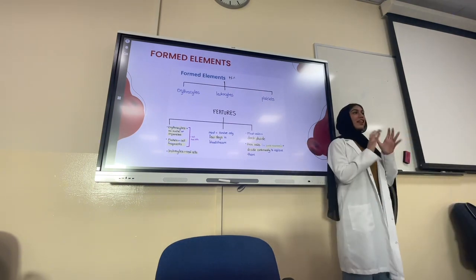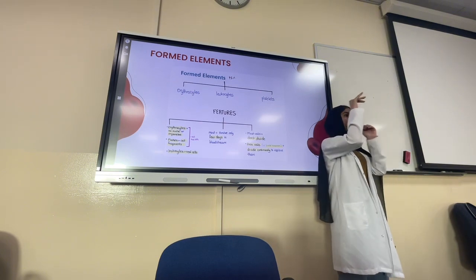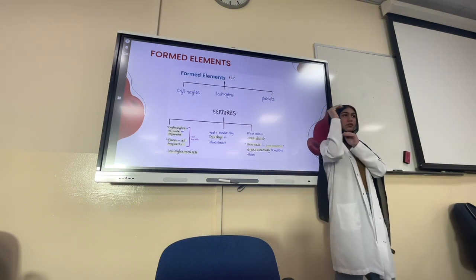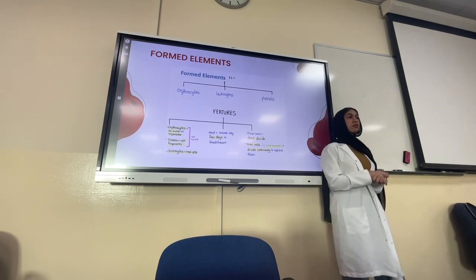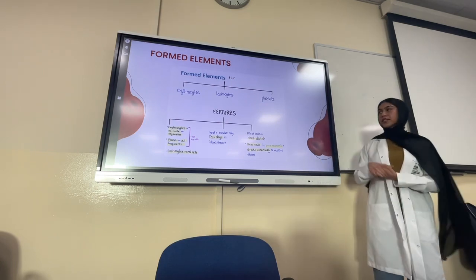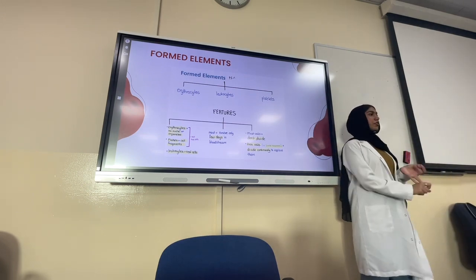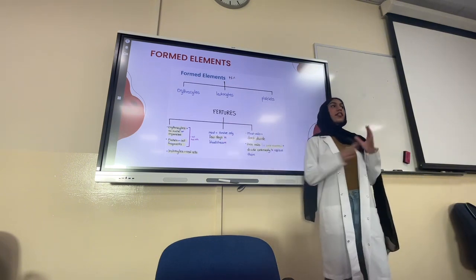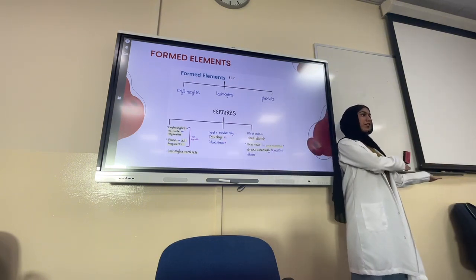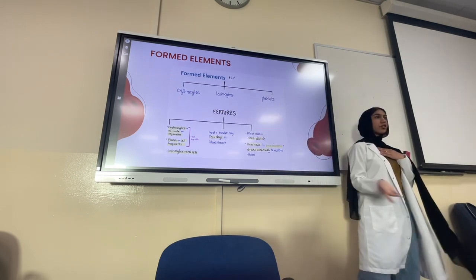Formed elements. Now, for the formed elements, you guys remember we went over the centrifuge sample? Right, and we said that formed elements consist of what percentage? 45%. Now, what are they made of? Erythrocytes, leukocytes, and platelets. Let's go over the basic functions, and then we're going to go over each one of them separately. Okay, so I'll be covering erythrocytes, and my friend Jenna will cover leukocytes and platelets for you guys.